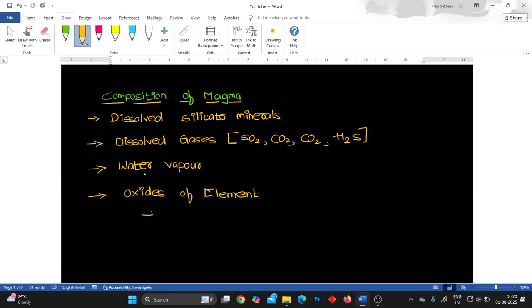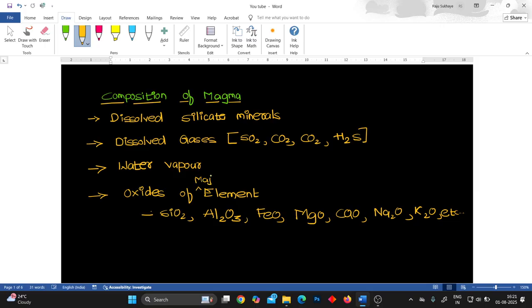Which are those major elements? Like silicon dioxide, alumina Al2O3, iron oxide, manganese oxide, calcium oxide, then the oxides of sodium and potassium, etc. These are all oxides of major elements. So this is the composition of the magma.